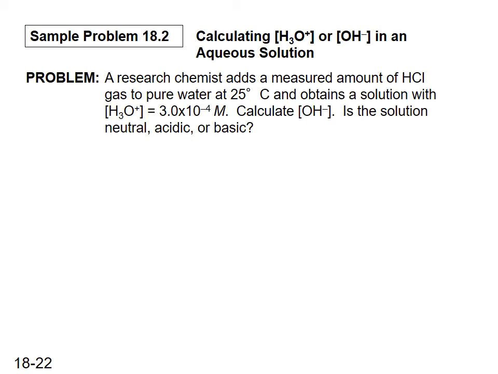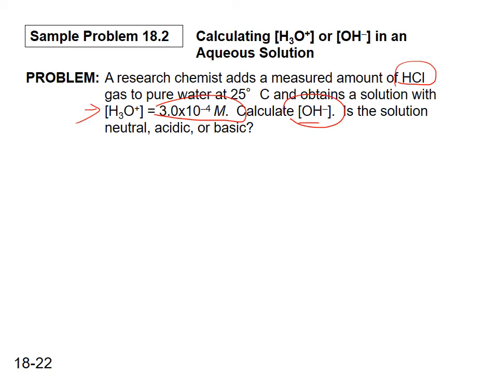Sample problem 18.2. A research chemist adds a measured amount of hydrogen chloride gas to pure water at 25 Celsius and obtains a solution with hydronium ion this amount. Calculate hydroxide concentration. Is the solution neutral, acidic, or basic? Now, without calculation, you may be able to predict that it is acidic because hydrogen chloride is an acid. When acid is added to water, it should be acidic. But let's calculate hydroxide concentration and compare with hydronium ion.